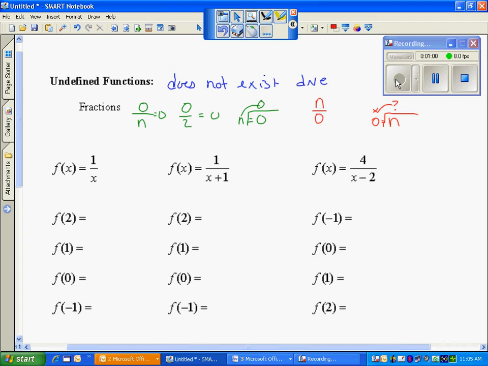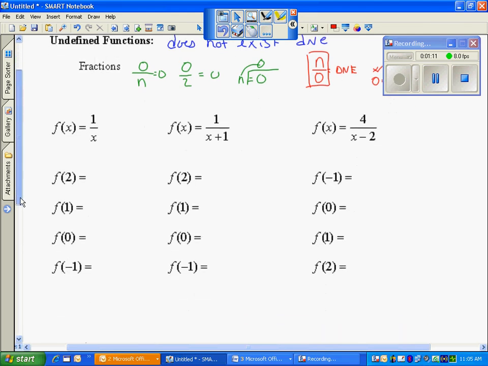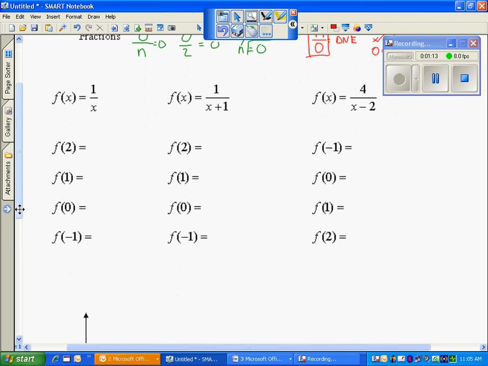So this is a case where it does not exist. There is no value for that. You can also ask yourself, this really says the word no. No, you can't do that. So let's practice function notation and also identify these places where I might have an issue with a fraction.